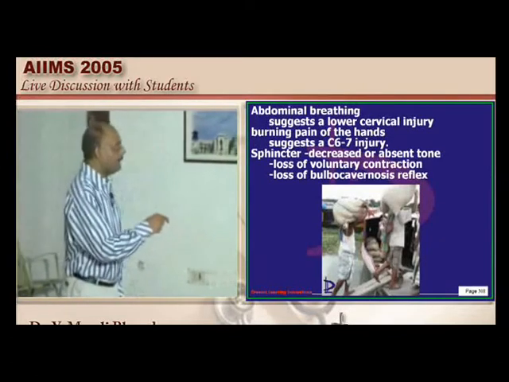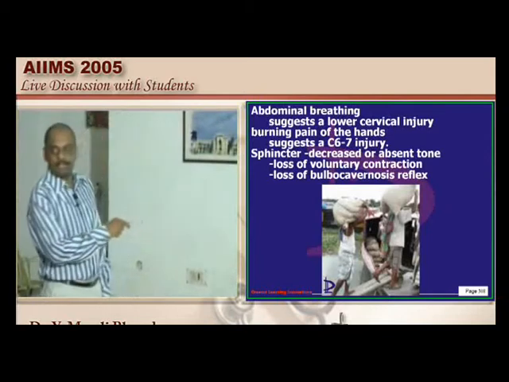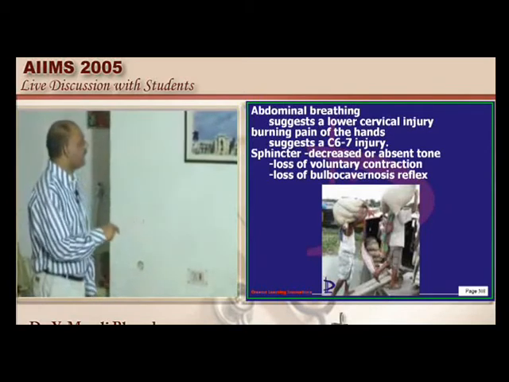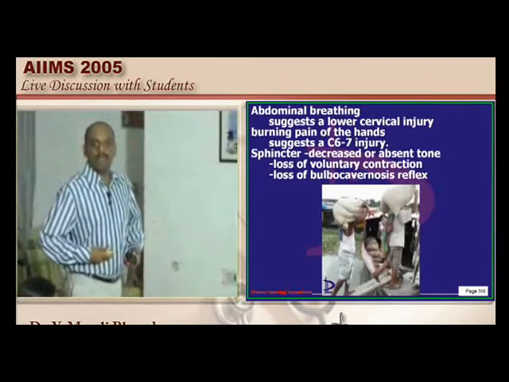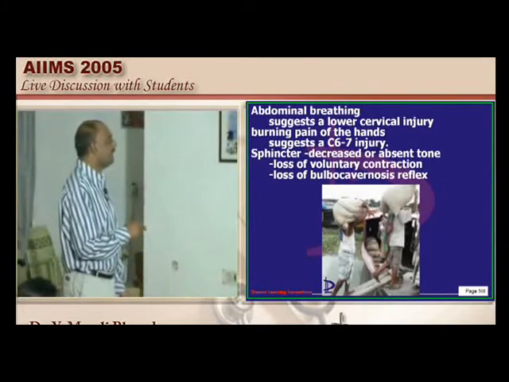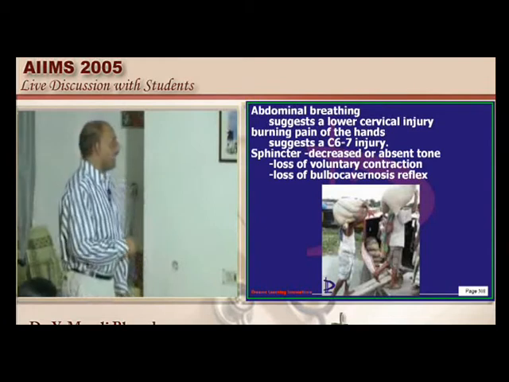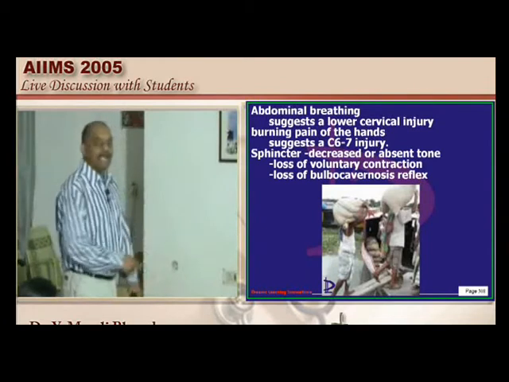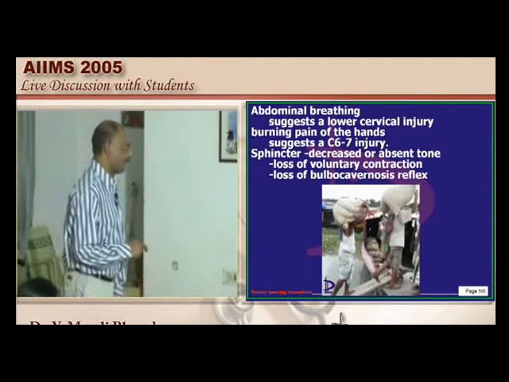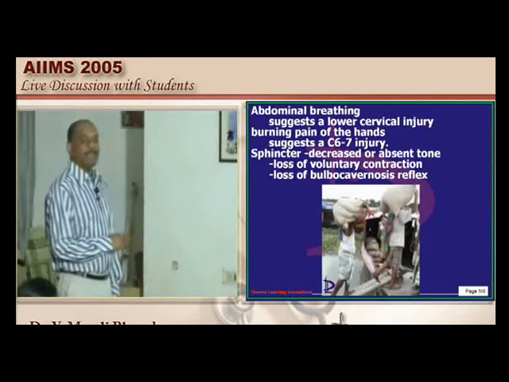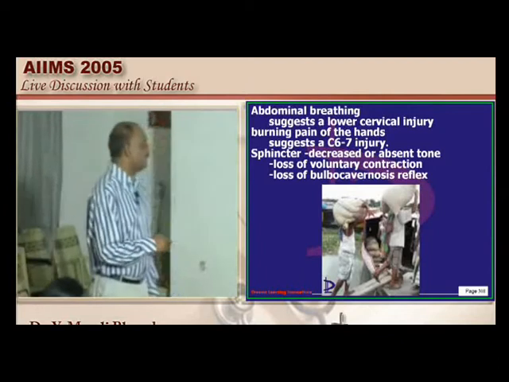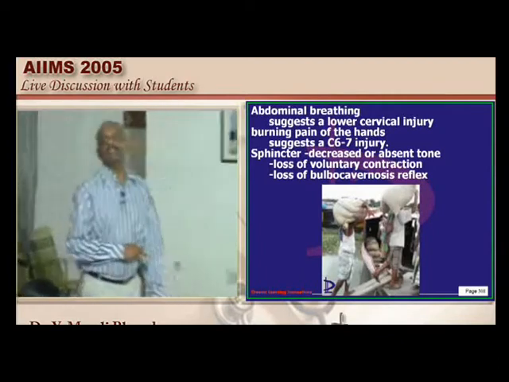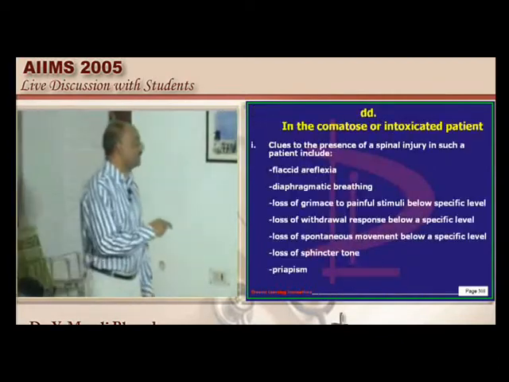You find a lot of laborers carrying heavy loads; they can have a cervical cord injury, and you should be very careful about it. If there is abdominal breathing where the diaphragm is not working, it means probably a lower cervical injury is there. And if there is any burning pain of the hands, it suggests a C6, C7 injury. And generally you expect the sphincter tone to become lost, not increased, in the case of a spinal cord injury. That is the important thing.